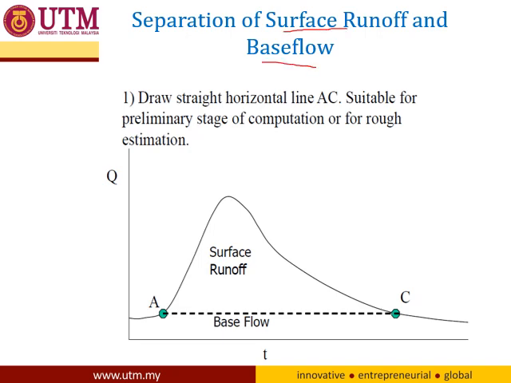Okay, one of the simplest methods is you just consider the base flow as a straight line, a horizontal line before the climbing of the limb, or before the inclination, and right after the recession of the hydrograph. So just put a straight line, so we can say that is the base flow.